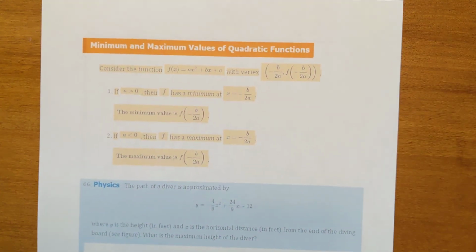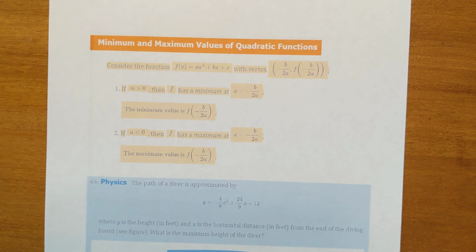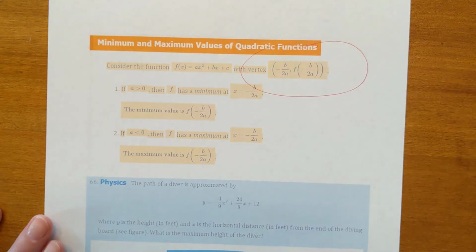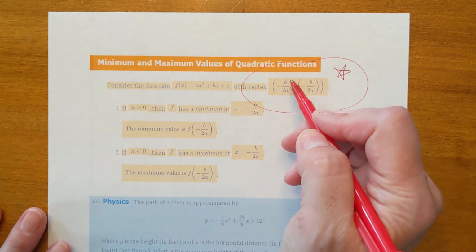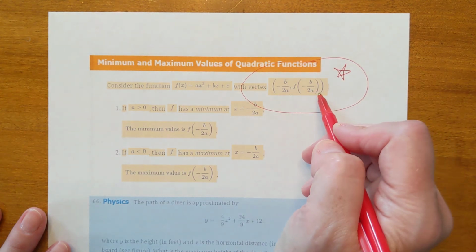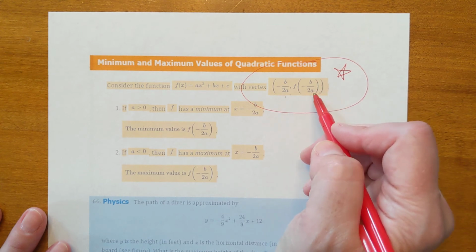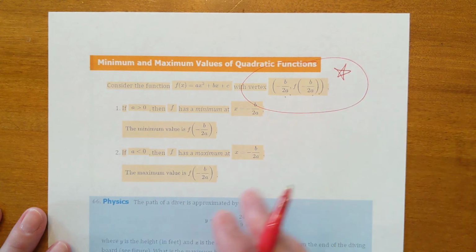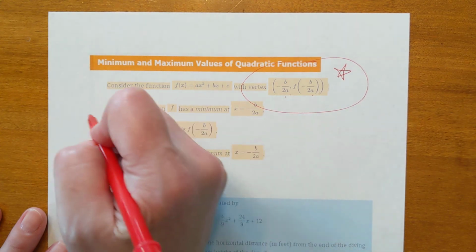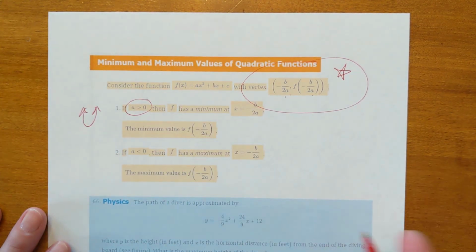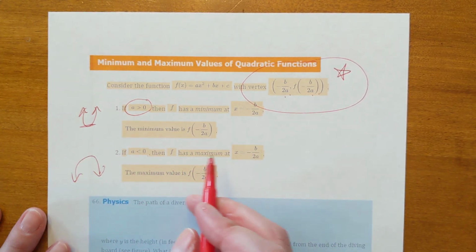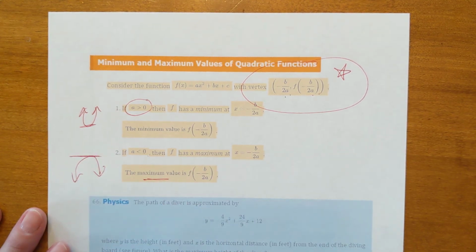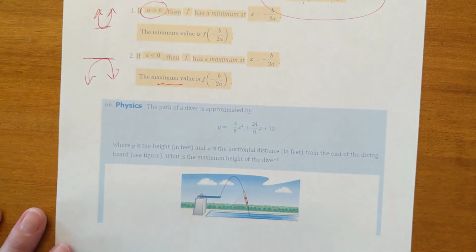Last one here. We got a story problem. Consider the function f of x equals ax squared plus bx plus c with this vertex. This is a formula you really do want to know. You want to memorize this. The vertex of any quadratic equation is -b over 2a, and then to find the y value, you plug the x back in. So you do f of -b over 2a. And then if a is greater than 0, the graph looks like this, and so you have a minimum value. If a is less than 0, well then it flips upside down, which gives you a maximum value on the graph.